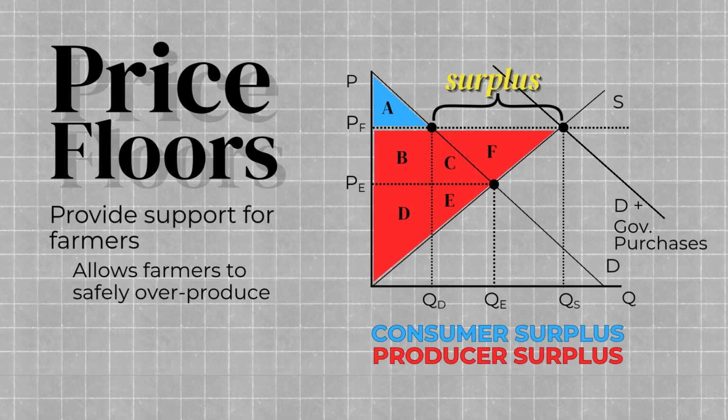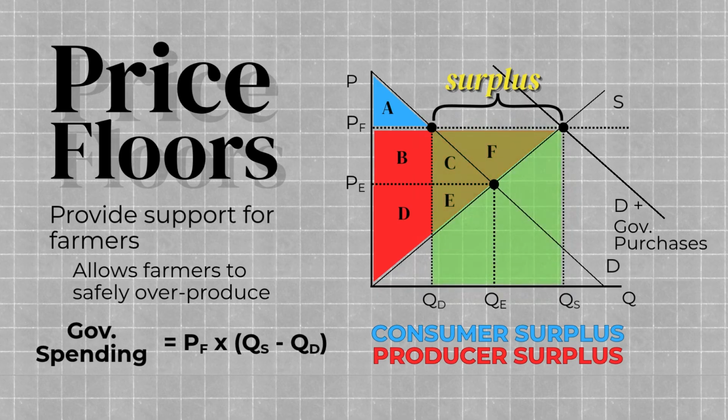This happens because producers gain the area B and C lost by consumers and also gain area F from the government purchase. But it's a little more complicated than that. Government spending to buy the excess supply is equal to the price paid per unit at PF multiplied by the amount bought. So that would be PF times quantity supplied minus quantity demanded. This is represented by the rectangle of F plus H plus G plus E plus C.